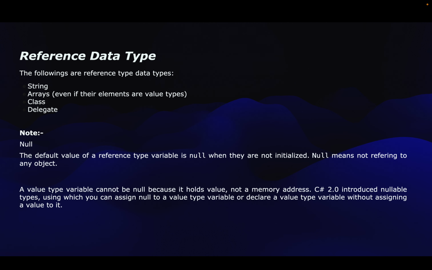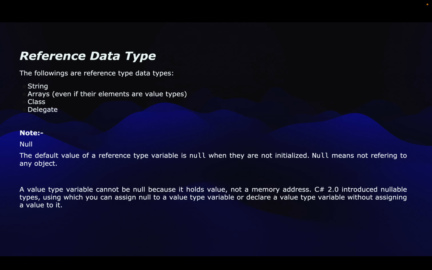The following are reference data types. String is a reference type, array is a reference type, class is also a reference type, and delegate too. And null value: the default value of a reference type variable is null when it is not initialized. Null means no reference. If you declare one string type variable and do not assign any value to it, the reference allocated will be null.